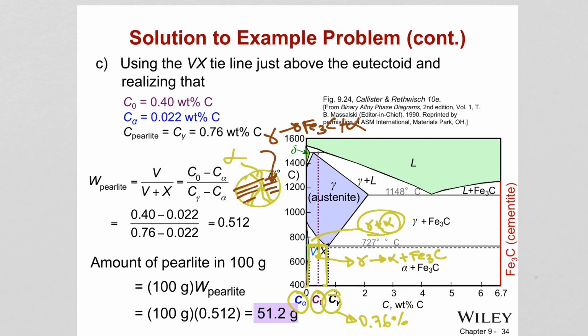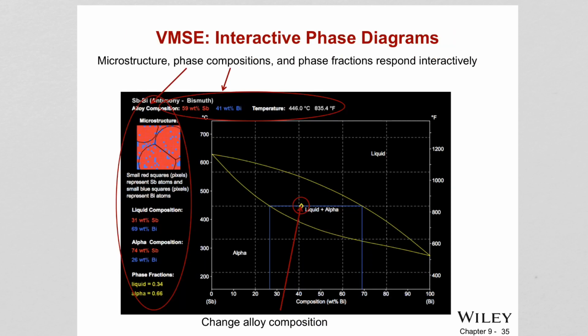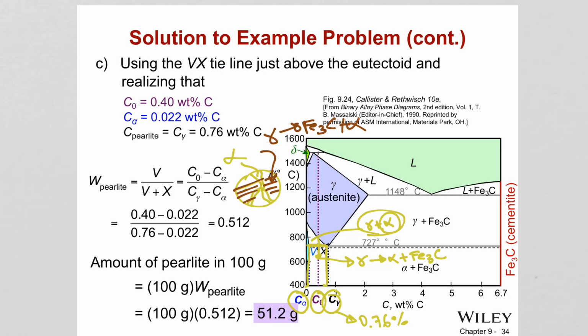So we gotta find the weight fraction of perlite just above the eutectoid, and again the same way we calculated from the lever rule. That means we have 51.2 gram of that 100 gram is perlite. Of course, the remaining should be the alpha, right? So 100 minus 51.2 should be giving you the weight fraction of the alpha.